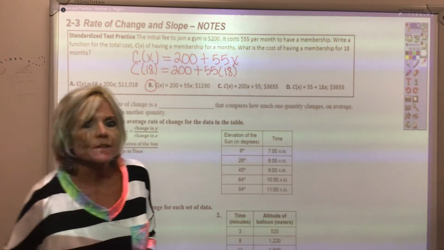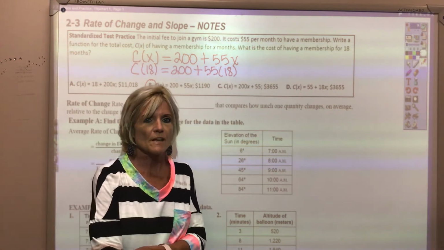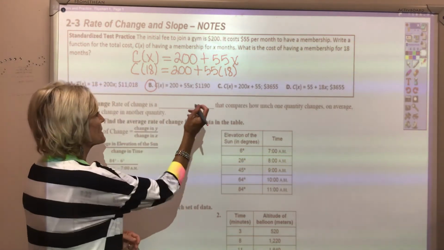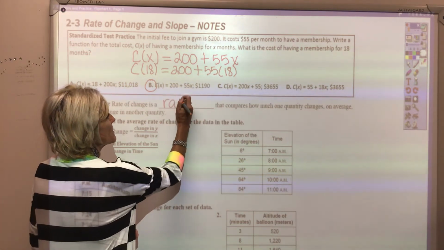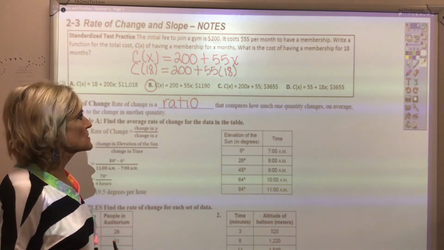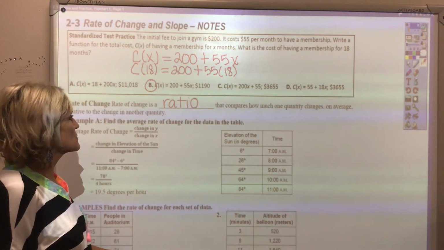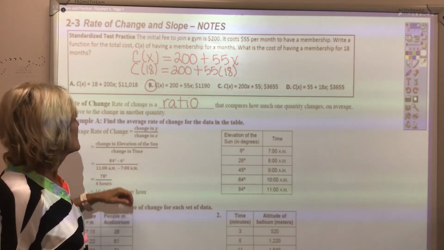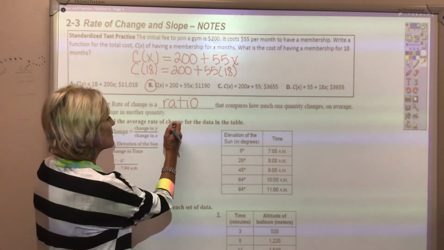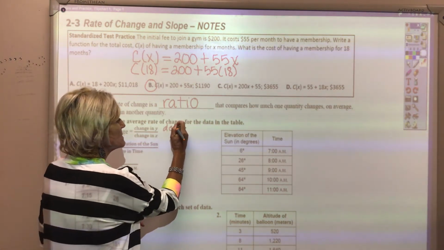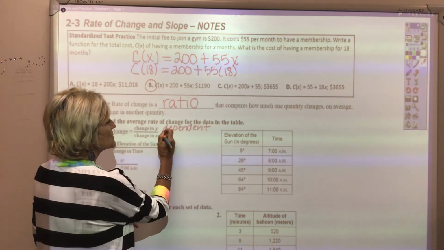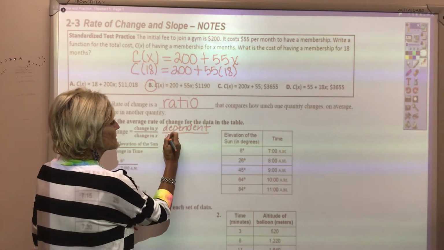So the first topic in this section is rate of change. The rate of change is defined as follows. Rate of change is a ratio that compares how much one quantity changes on average relative to the change in another quantity. To find the average rate of change, we take our change in Y, this is called the dependent variable, over our change in X, which is the independent variable.